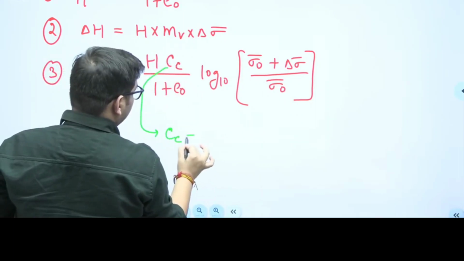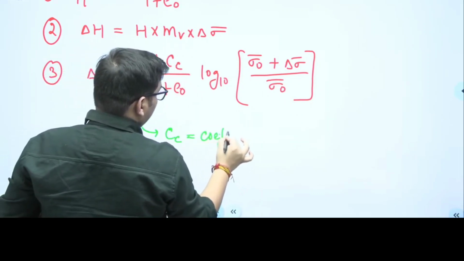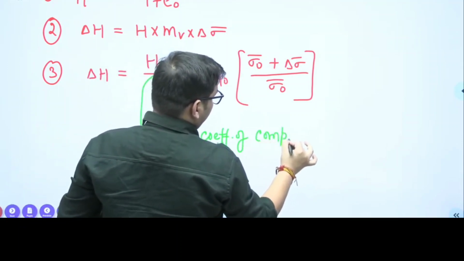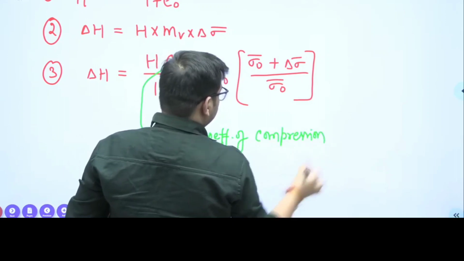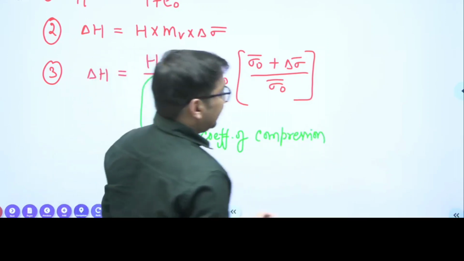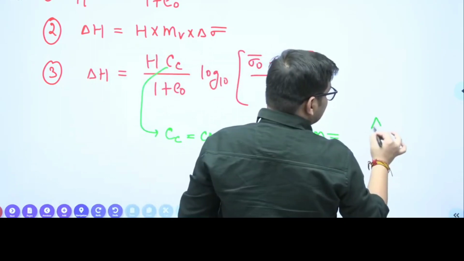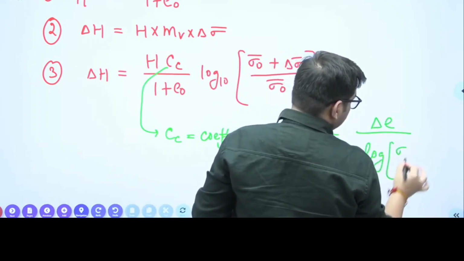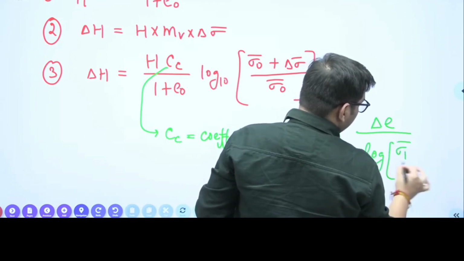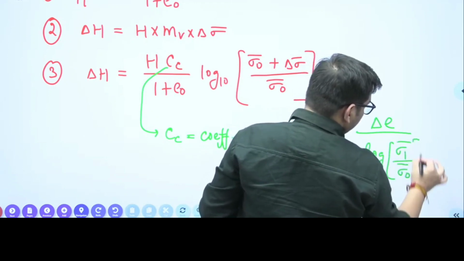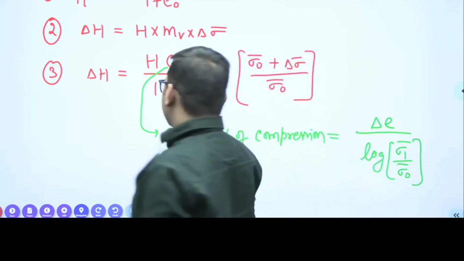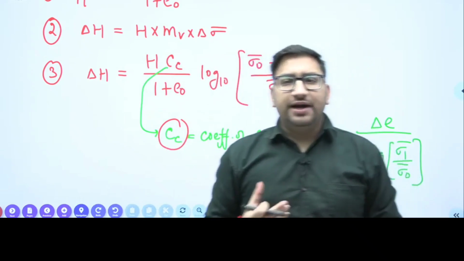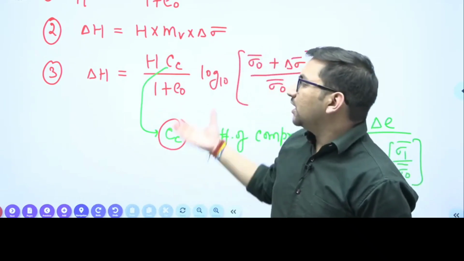This Cc is your coefficient of compression. This is your coefficient of compression, right? This is nothing but your slope of E versus log sigma bar curve, right? So it is delta E upon log sigma 1 bar upon sigma naught bar. Clear? So this is the particular Cc value. So these are the three formulas by using which you can find out what will be the settlement at any particular clay layer.